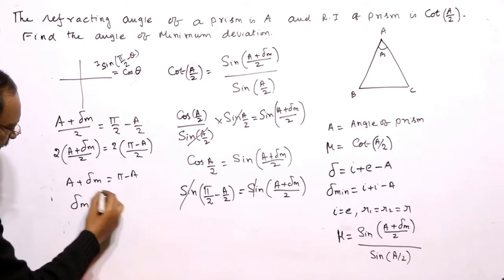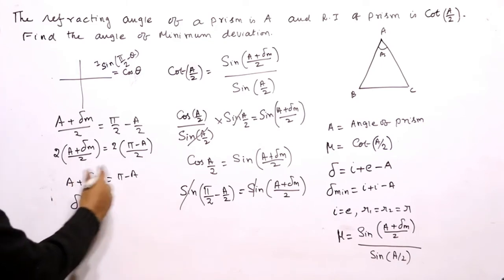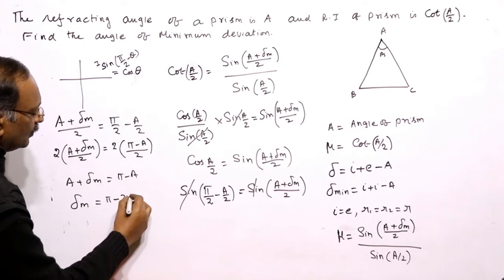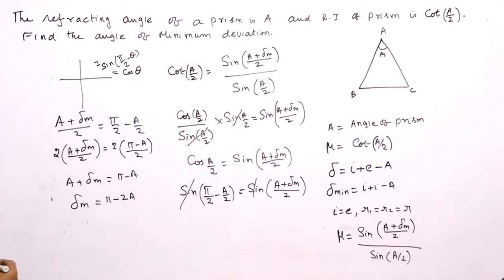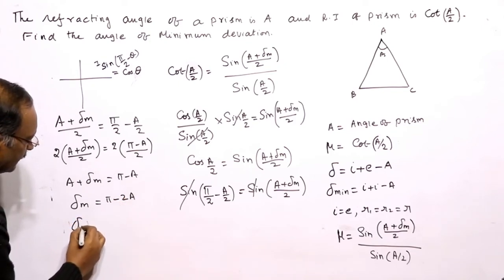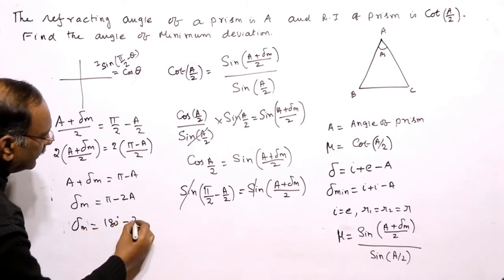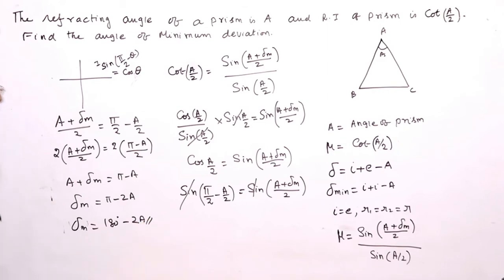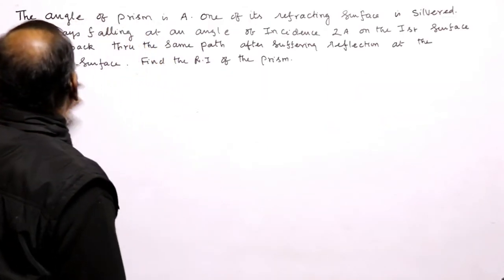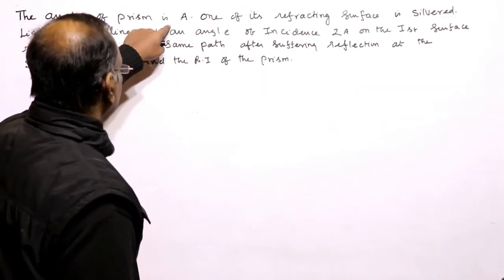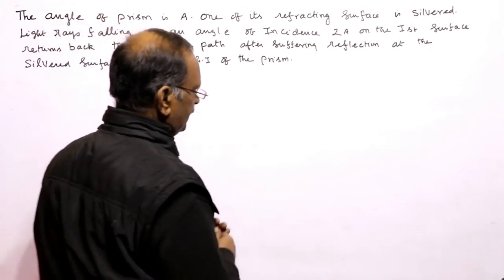Or the angle of minimum deviation is equal to pi minus A; when the A goes to that side, that will become 2A. So the angle of minimum deviation is pi minus 2A. Pi radian is equal to 180 degrees. The angle of prism is A. That is a prism.